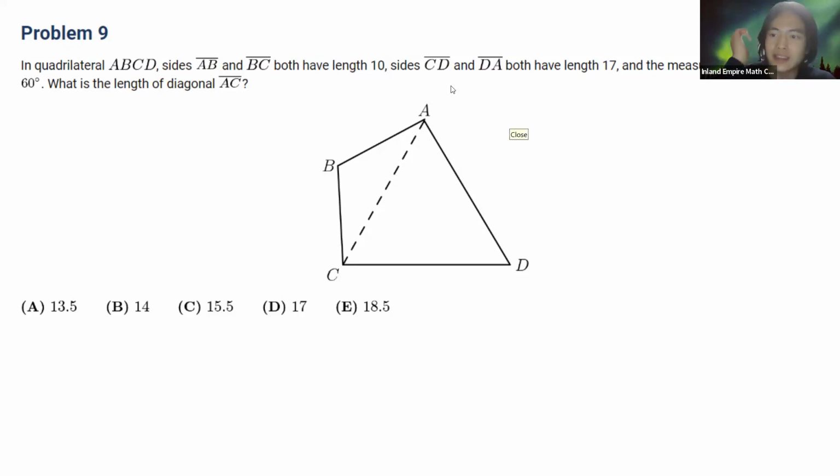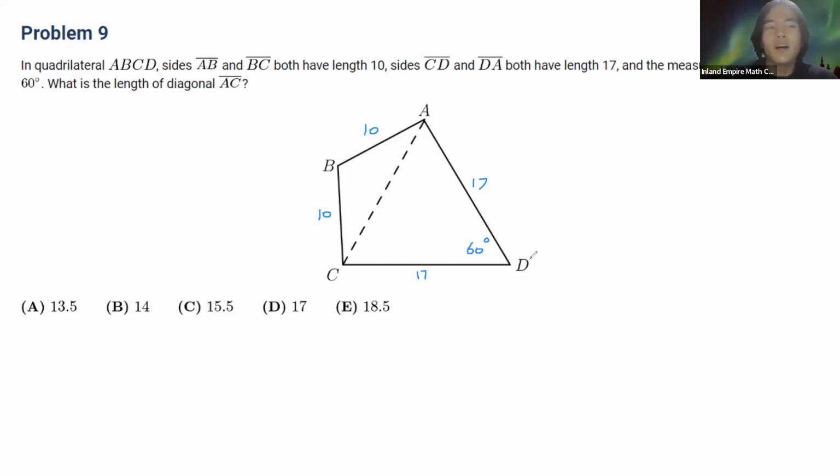So whenever you see a geometry problem, you always want to start by labeling the angles and the side lengths. You want to label the information that you have so that you can easily visualize it, right? In this case, they're telling you that sides AB and BC both have length 10. So I would write 10 here and 10 here. They also tell you that CD and DA have length 17, so I would write 17 right here. Finally, the measure of angle ADC is 60 degrees, so I would write a little 60 right here.